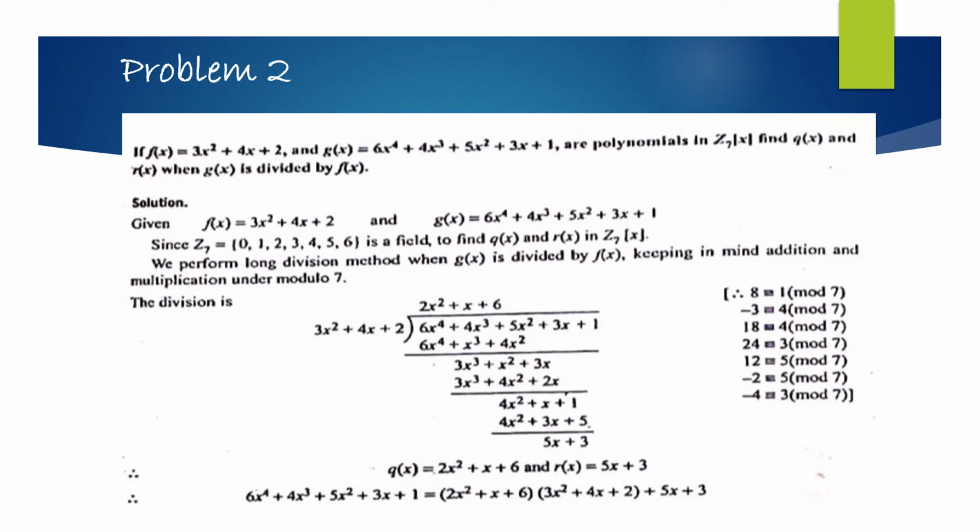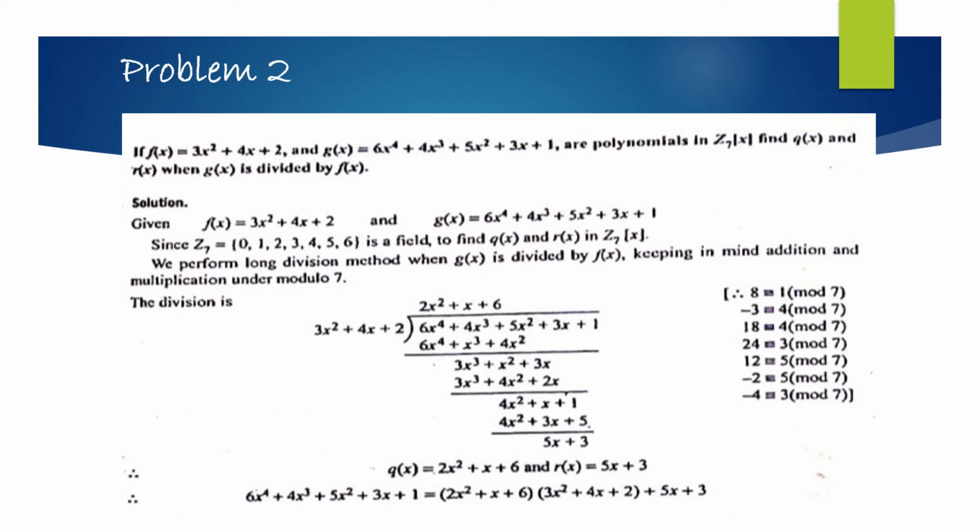So this is the last problem for the discussion. We have taken f of x as 3x square plus 4x plus 2 and g of x is 6x power 4 plus 4x cube plus 5x square plus 3x plus 1, which are polynomials in Z7. Okay, so we have to find the quotient and the remainder. So how will I write Z7? Z7 can be written as elements starting from 0 and stopping at 6.